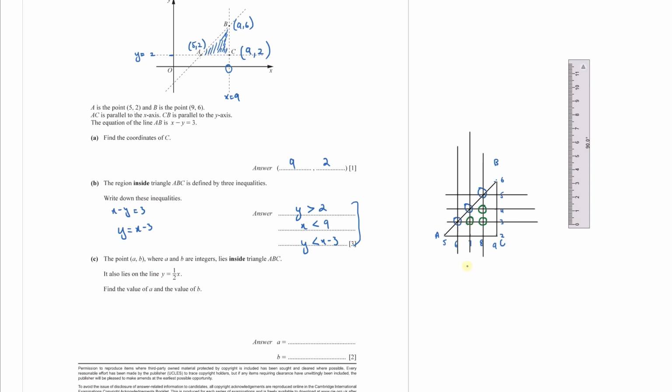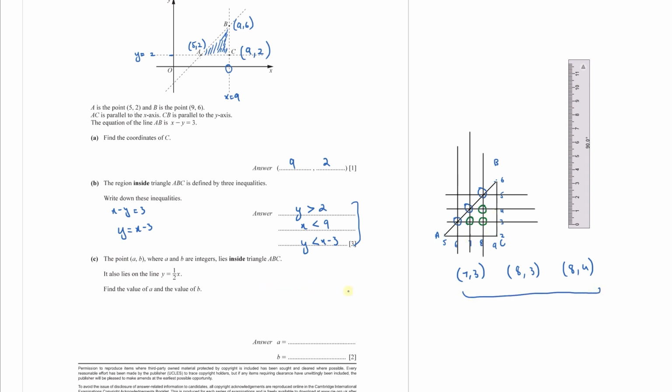So let's look at this first green point. The x coordinate is 7. The y coordinate is 3. Let me erase this. So this is 7, 3. And then this point here is 8, 3. And this point here is 8, 4. So you have these 3 points that are inside the region. So your point (a, b) is one of these 3. So these 3 lie in the region.